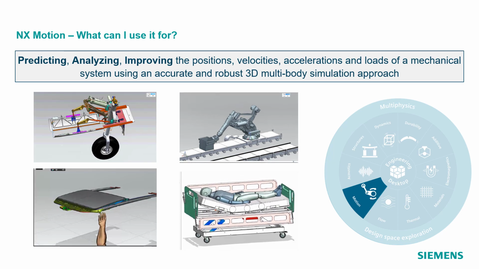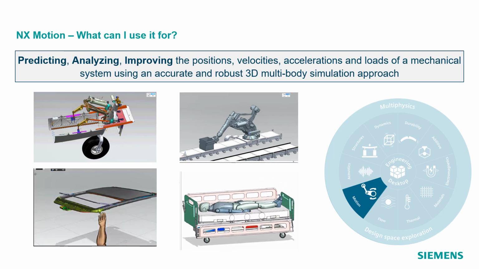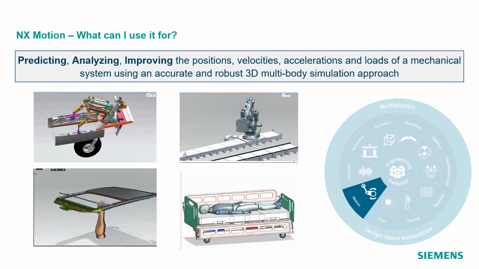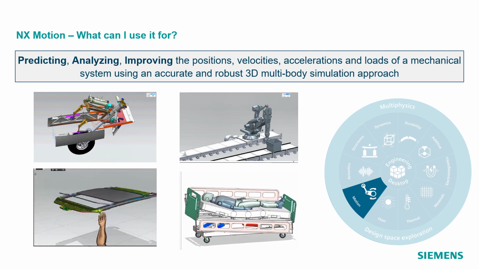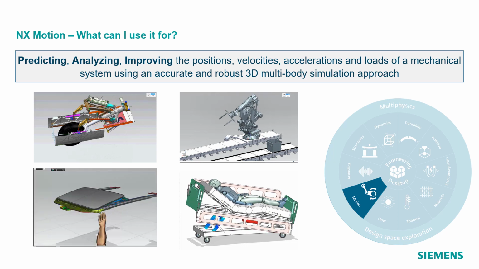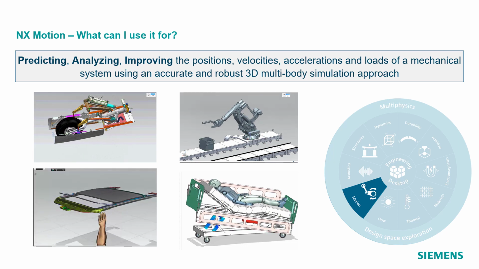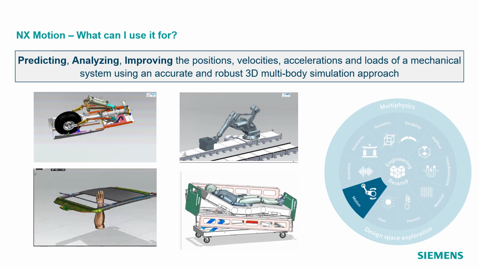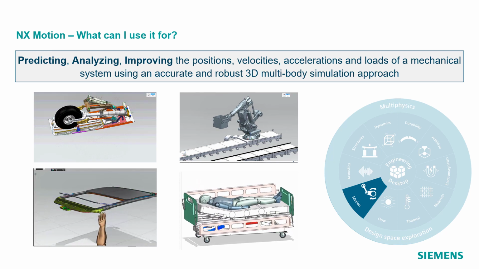In the next 9 minutes or so, I will quickly explain what NX Motion is and how it can help evolve your digital twin product quicker and with lower costs. You can see on the screen different examples of NX Motion applications, be it a landing gear, retractable sunroof, robotic arm or a medical bed. What do they all have in common?